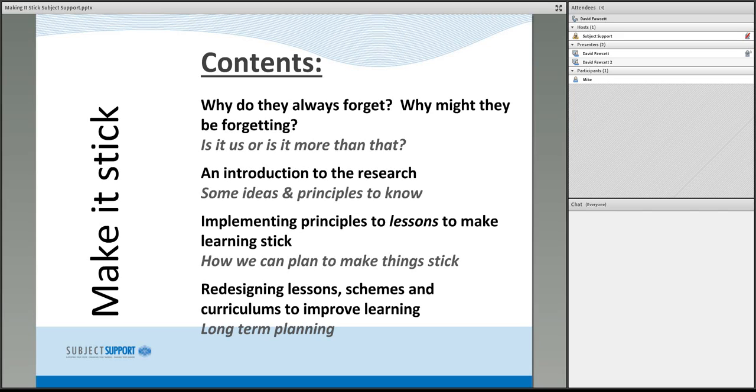In a moment we're going to be looking at why students actually forget things. Then we're going to look through some research, talk about some principles which we can apply to our lessons, and then look at how we can redesign curriculums and schemes of learning, so that students in the long run remember things a bit more effectively than they had done before.